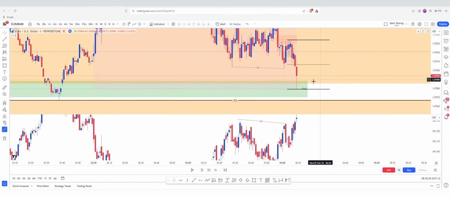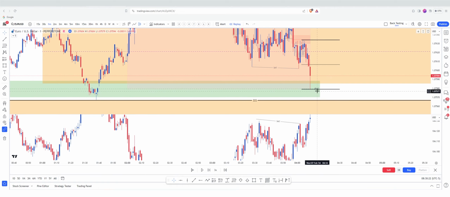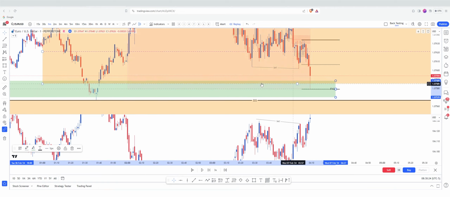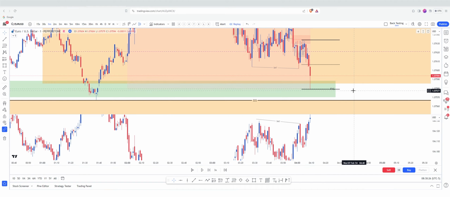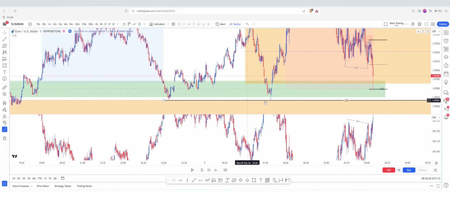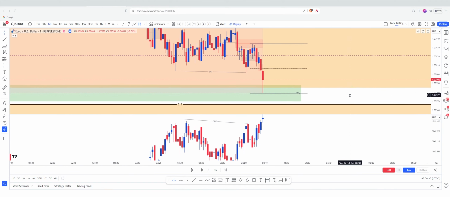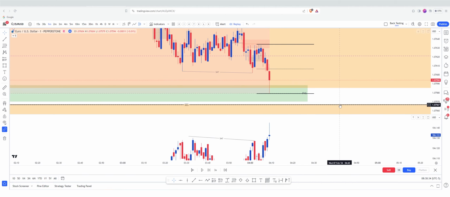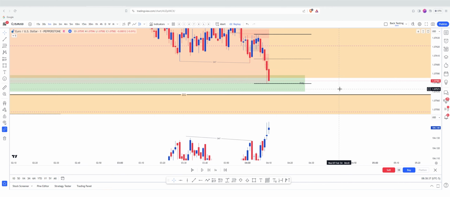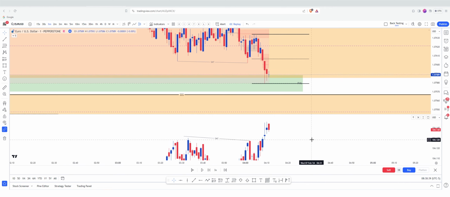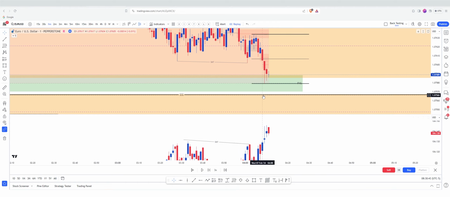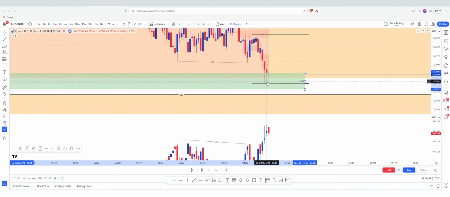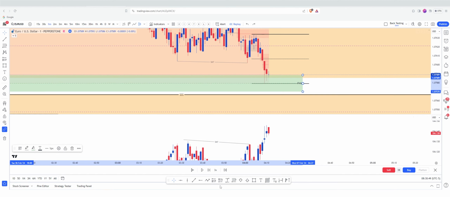Displacement down, we've come into our fair value gap once again. So this is that hourly fair value gap, I believe it was, that was supporting price earlier. We do have those relative equal lows below us as well. That fair value gap has given us a nice reaction. And then what we're seeing at this point is euro failing to make new lows.